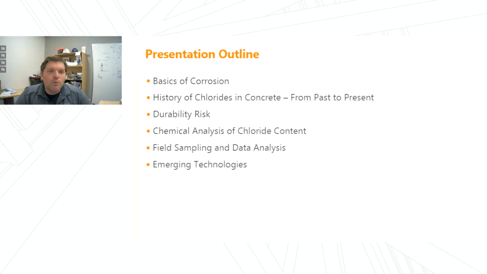So just to go through what we're going to be talking about today, this is the outline for the presentation. We're going to all get on the same page with some of the basics of corrosion. We're going to talk through the history of how chlorides can become present in concrete from past to present. We're going to look at chloride contamination from a durability risk for our structures. We'll get into some of the chemical analysis methods for determining chloride content, talk through field sampling and data analysis to see what that means for our structures. And then, as I mentioned, talk about some emerging technologies.